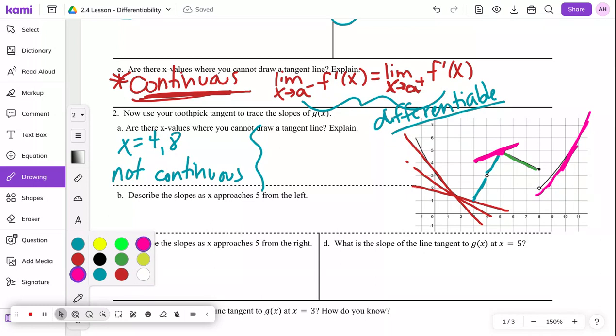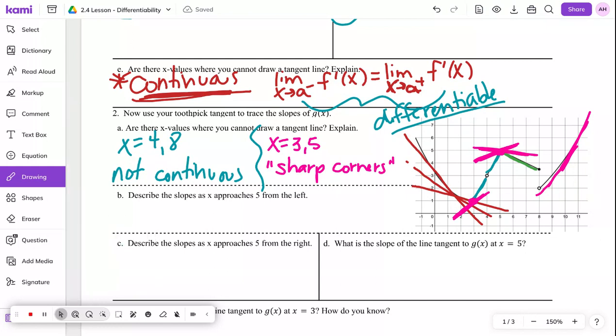I don't even know how I would draw that tangent line. It's two lines coming together, so it's kind of hard to tell where that tangent line would be drawn. And the same thing down here. I've got these two corners coming together. So I'm going to say at x equals 3 and 5, it looks like we have these sharp corners for my graph. We'll talk about those sharp corners in a little bit.